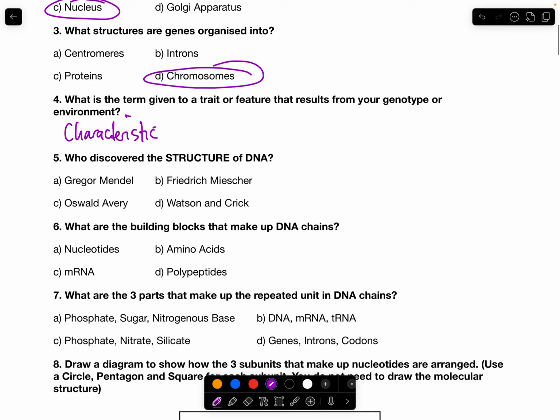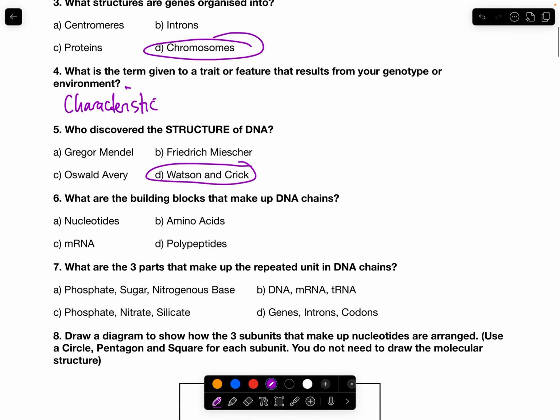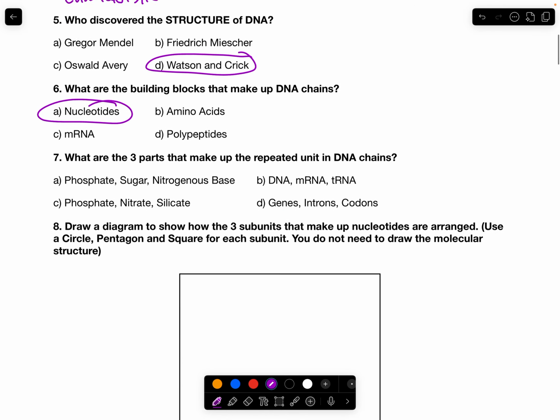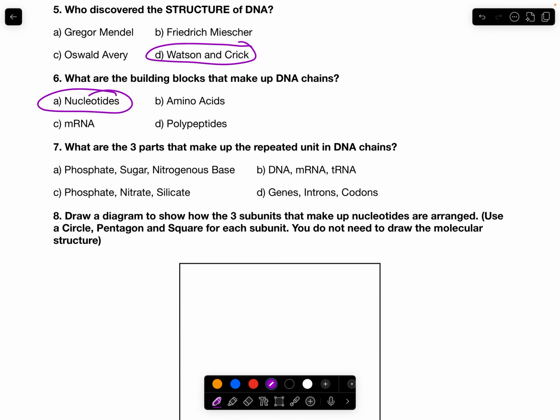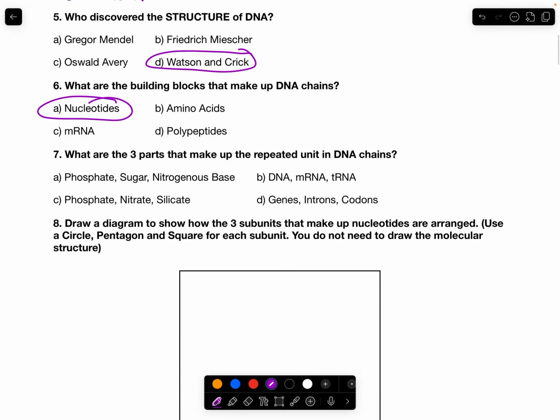Who discovered the structure of DNA? Watson and Crick did the X-rays. What are the building blocks that make up DNA chains? For DNA, it's nucleotides. What are the three parts that make up the repeated unit in DNA chains? What are nucleotides made of? You need the sugar, phosphate, and nitrogenous base.